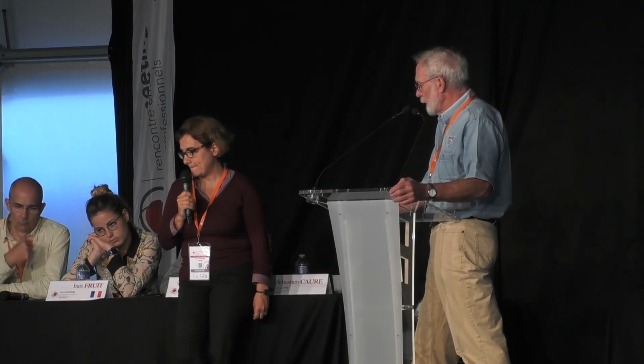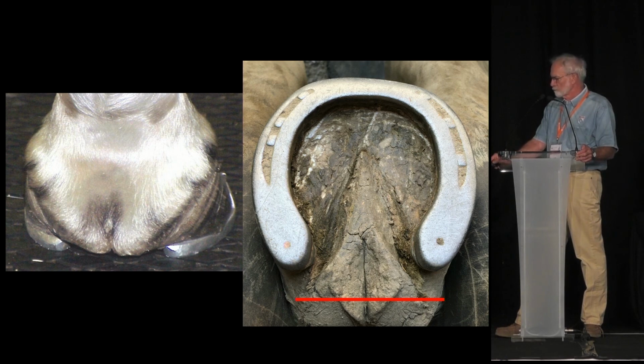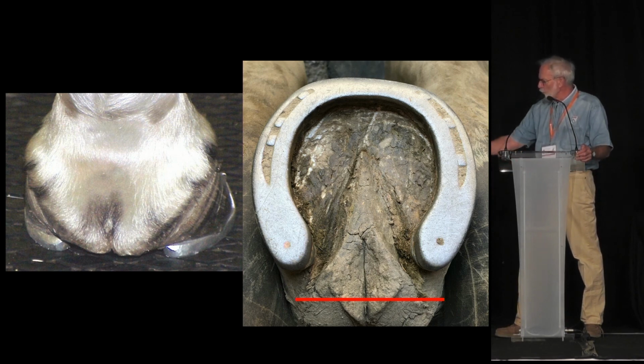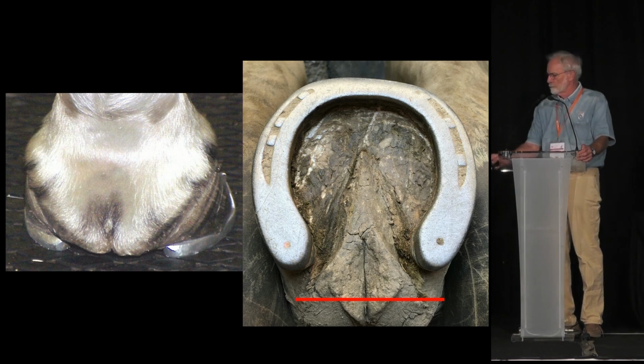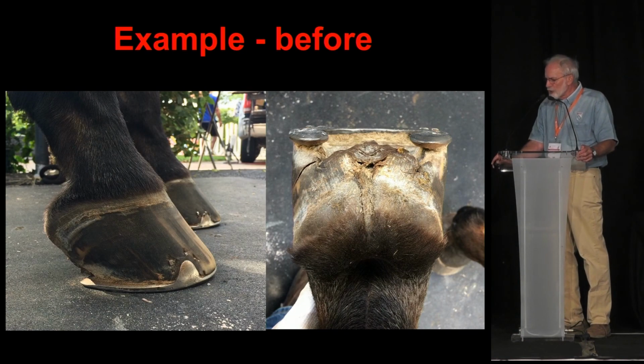Okay? There's the same foot, and you'll see how much further back the widest part of the foot is. On the lifted foot, you can clearly see the widest part of the frog has moved back. Okay? So those structures are not in the hoof capsule. Again, it's outside the horny box. Okay? Let's give an example.